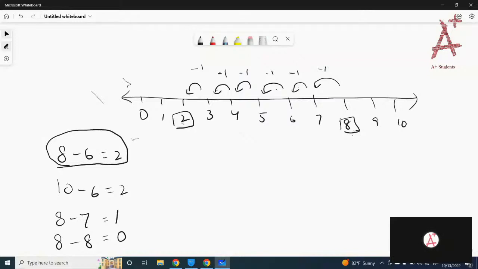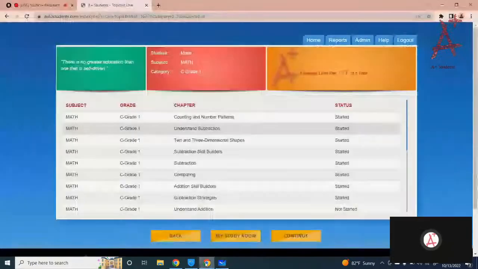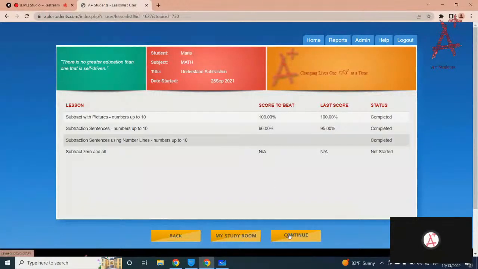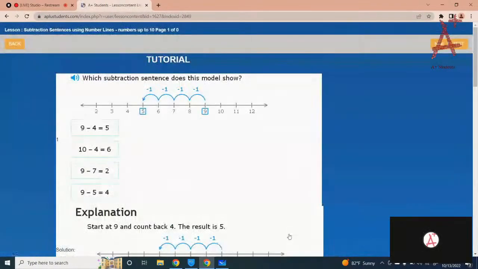Okay. On the top right corner, you have a test button. Let's just start with the test. Understand subtraction. Then we have number subtraction sentences using number lines up to 100. Okay, so let's start with the test.